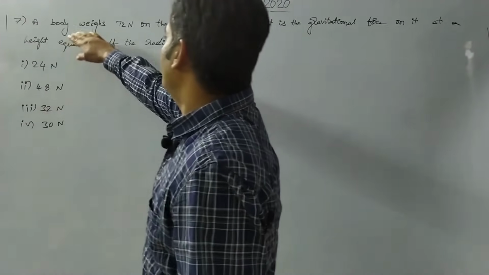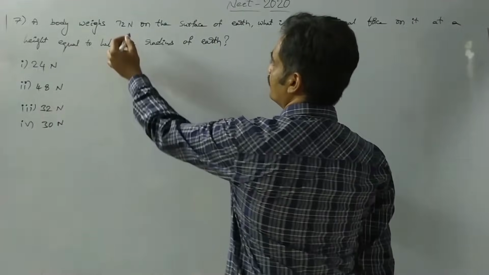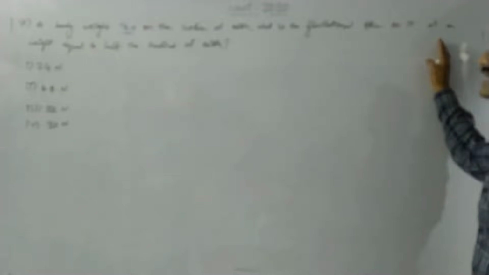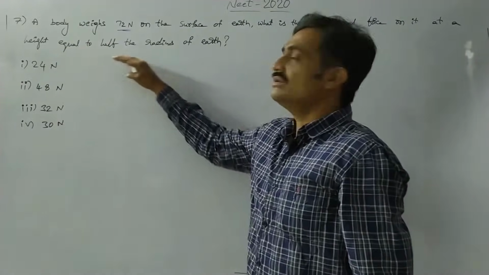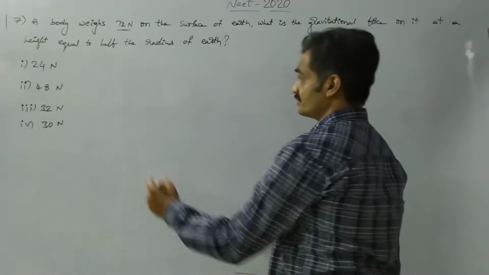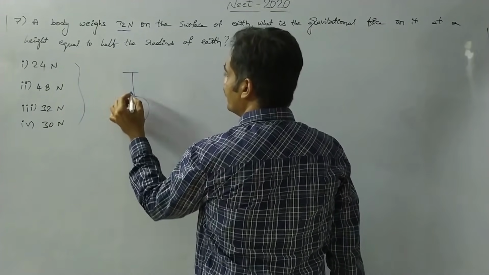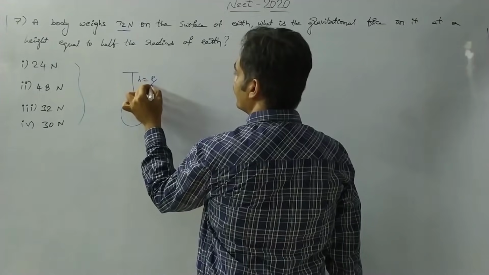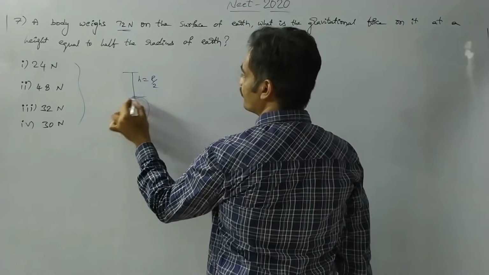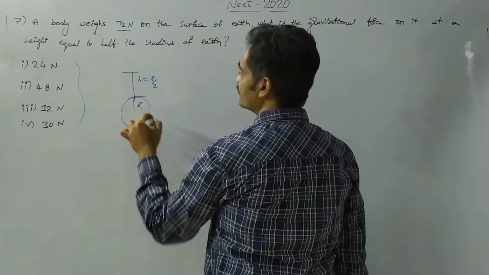The next question is, a body weighs 72 Newton on the surface of Earth. What is the gravitational force on it at a height equal to half of the radius of Earth? So now we have to find the weight of the body at a height of half of the radius of the Earth from the surface of Earth, where we know that the radius of the Earth is r.